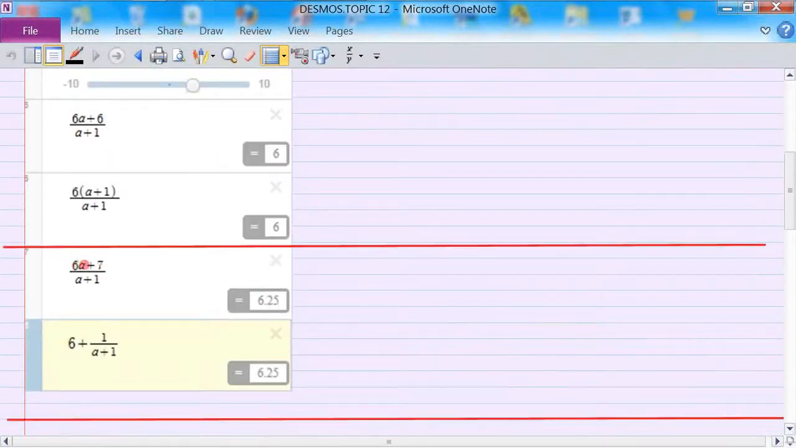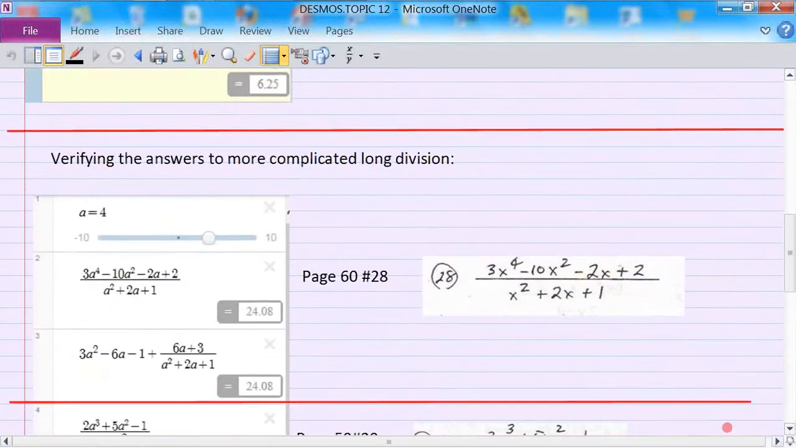If we go one step, we take 6a plus 7 divided by a plus 1, and we get 6.5. We could rewrite this. This goes into this 6 times, but there's a remainder, 1 left, so we get 1 over 8 plus 1. So this and this are the same thing.